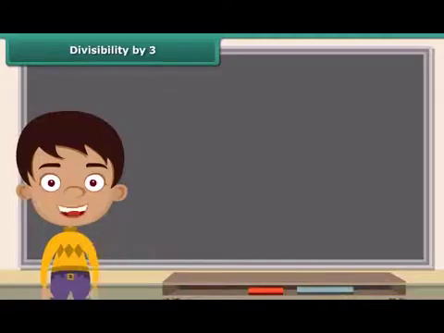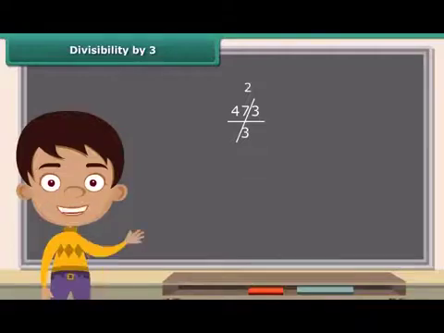We cannot apply a similar rule to check whether a number is divisible by 3 or not. You will see why. 363 ends with 3. When divided by 3, it leaves a remainder of 0. Therefore, 363 is divisible by 3. 473 also ends with 3, but when divided by 3, it leaves the remainder 2. Therefore, 473 is not divisible by 3. Quite clearly, the rules for checking divisibility by 3 are different.